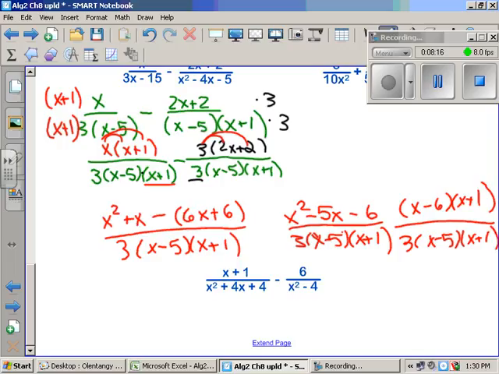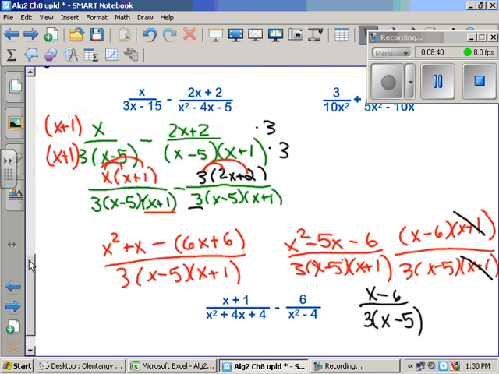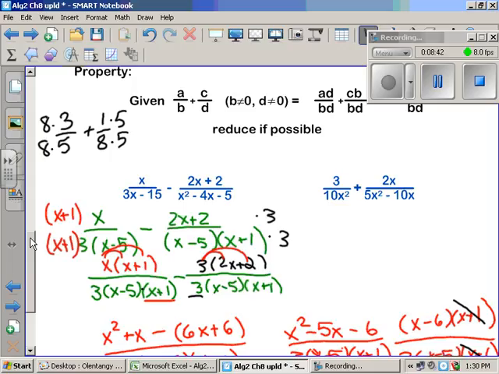x plus 1. The x plus 1s can be factored out. So my final answer is x minus 6 over 3 times x minus 5. Okay? It's complicated, I know. All right, let's do another one. Let's do this one.